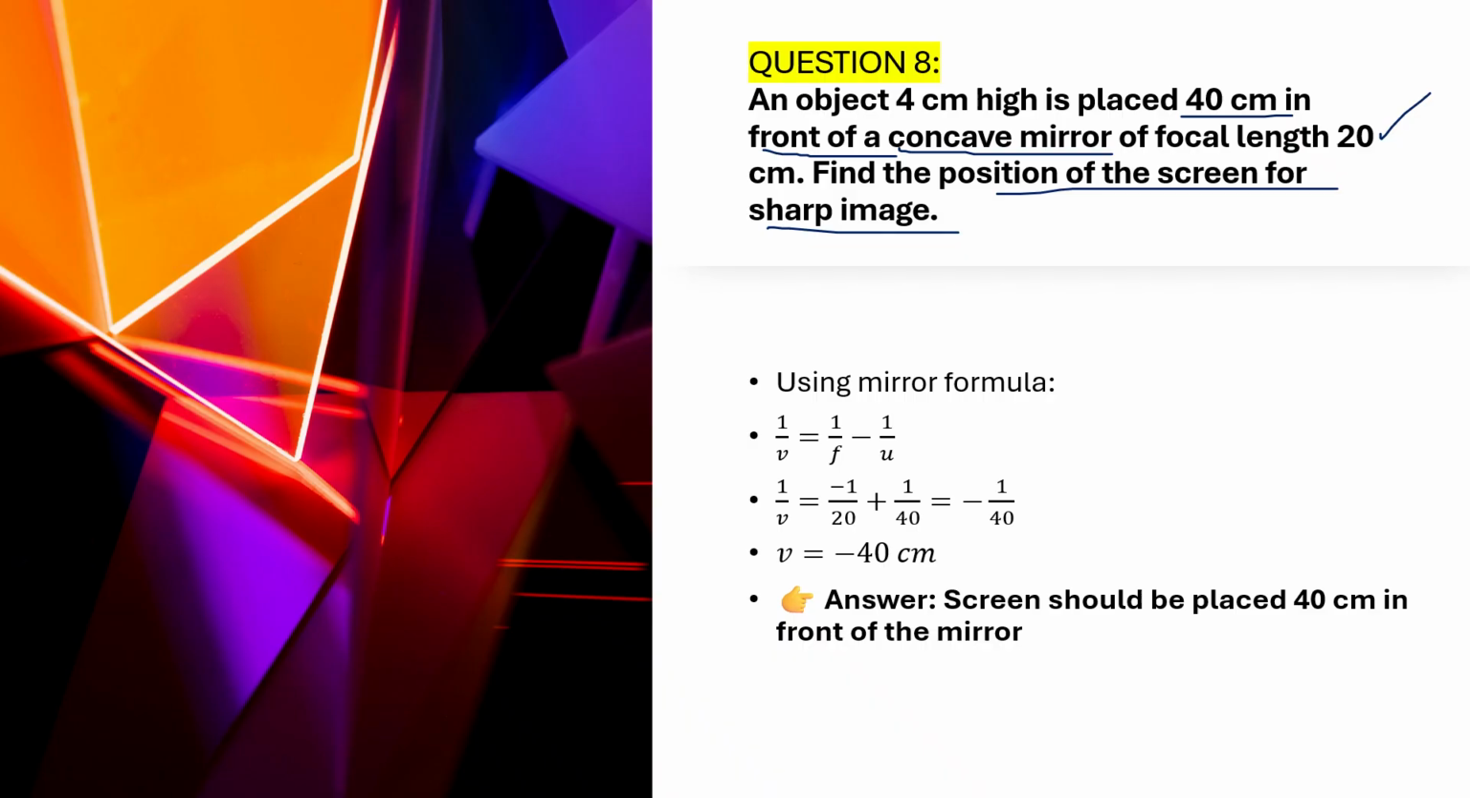Again, which formula do we have to use? It's the mirror formula. So just rearrange it. 1 upon v is equal to 1 upon f minus 1 upon u. Substituting the values, keeping all the sign conventions in mind, and when you calculate, you will get v equal to minus 40 centimeter. Screen should be placed 40 centimeter in front of the mirror. These questions, students, are utterly important. Request that you try practicing them more.